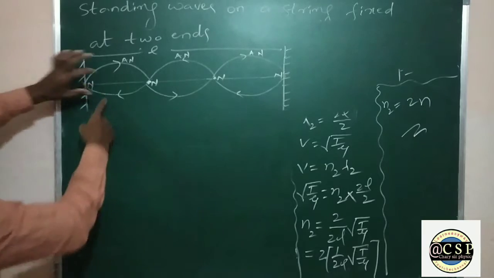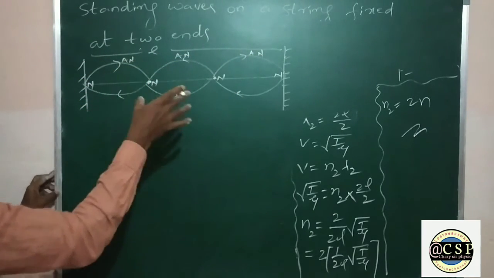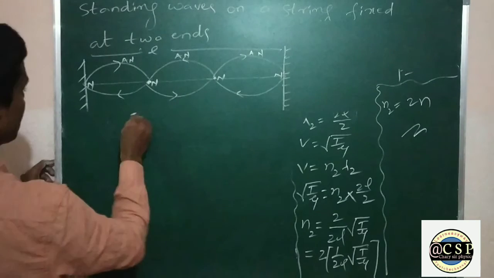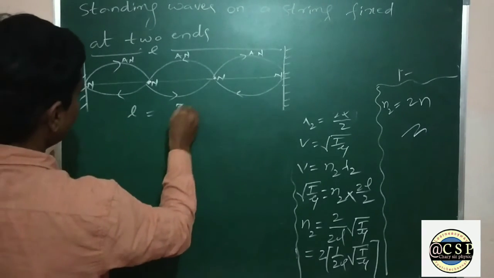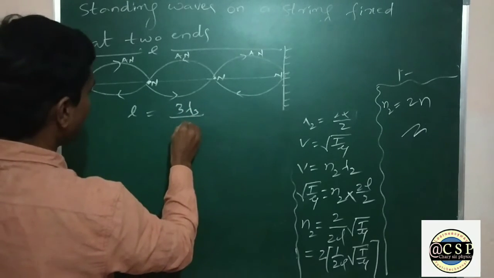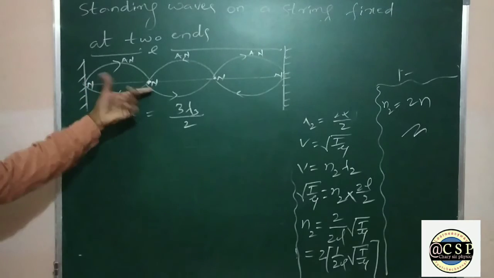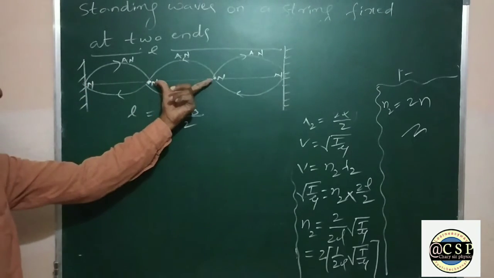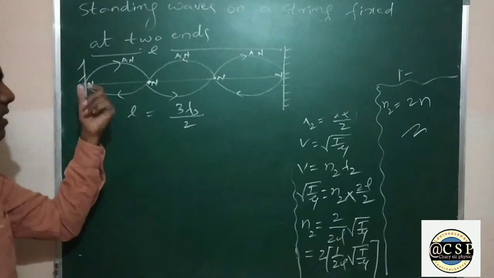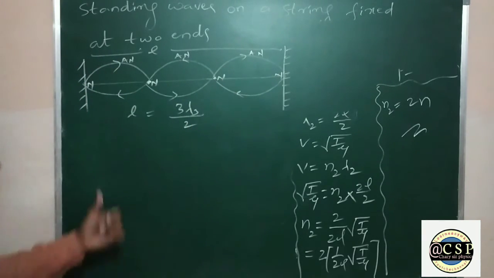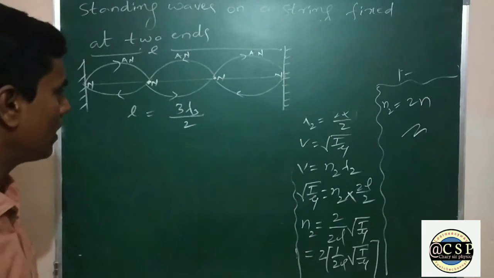And here is lambda by 2, here is lambda by 2, here is lambda by 2. So lambda by 2, lambda by 2, lambda by 2 gives 3 lambda by 2. That is, L is equal to 3 lambda by 2. We can write it like this: the distance between two successive nodes is lambda by 2, plus lambda by 2, plus lambda by 2. Totally, the length of these three loops between the two ends is 3 lambda by 2.